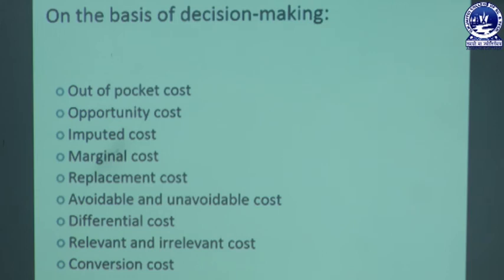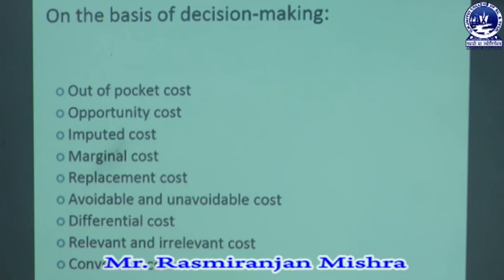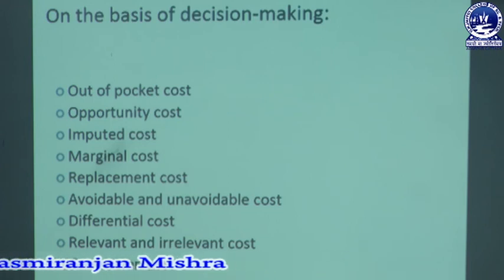Imputed cost, the cost which is incurred for producing certain benefits, that is imputed. Marginal cost, which is a differential cost, that means the actual as well as the standard. By taking into consideration one extra unit of output, the additional cost incurred is called marginal cost. Then the replacement cost means the cost which is replaced at the current market price relating to a particular product, that is known as the replacement cost.